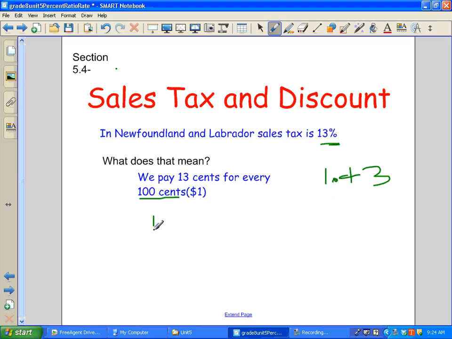So for every 100, 13 out of 100, we end up paying in sales tax. So that's what 13% means, 13 out of 100. Of course, as a decimal, 13 out of 100 is 0.13, because this is 13 in the hundredths place. So that's something that was done earlier in the unit. Anytime you get a percent, it just simply means out of 100.